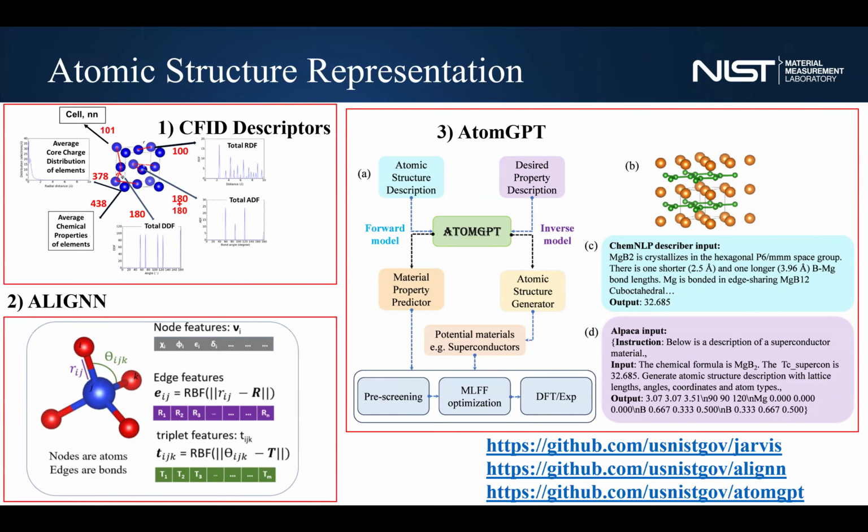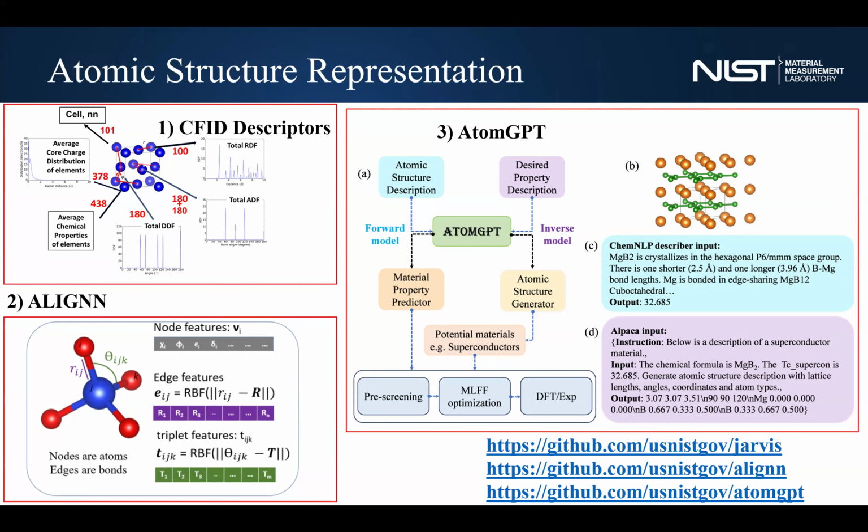These are the 3 models that our group has developed. The first is called the classical force field inspired descriptor. We heard about MACPI kind of descriptor. So we have an atomic structure. You can take, for example, average atomic number, boiling point, and so on, but it doesn't contain chemistry information.